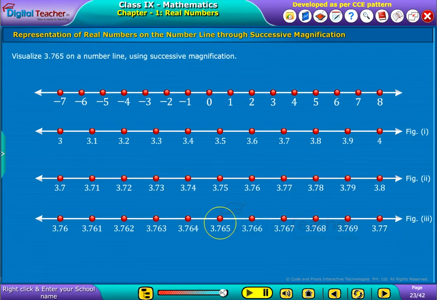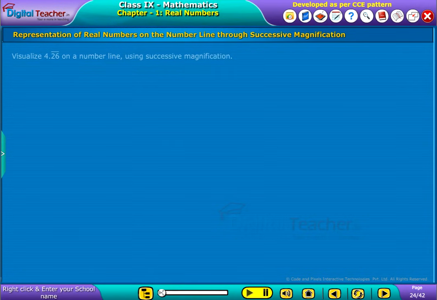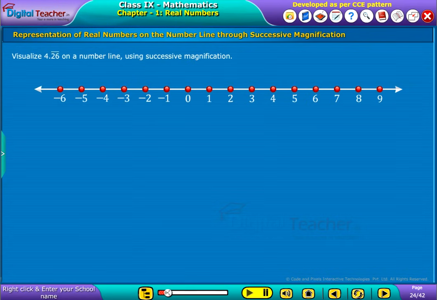This is how the terminating decimal expansion on a number line is represented. Now, let us represent a non-terminating recurring decimal on a number line. Visualize 4.26 bar on a number line using successive magnification. Here, the repeating decimal 4.26 lies between the interval 4 and 5.